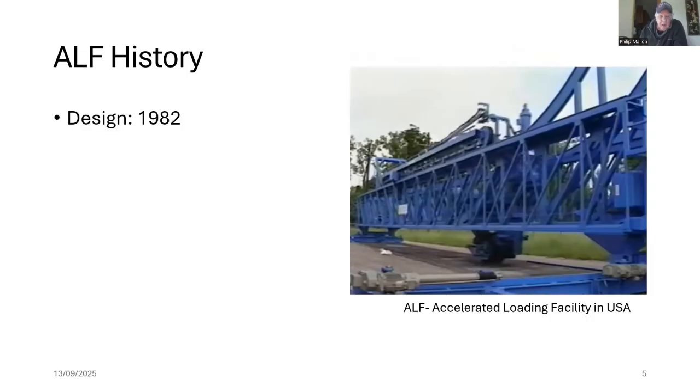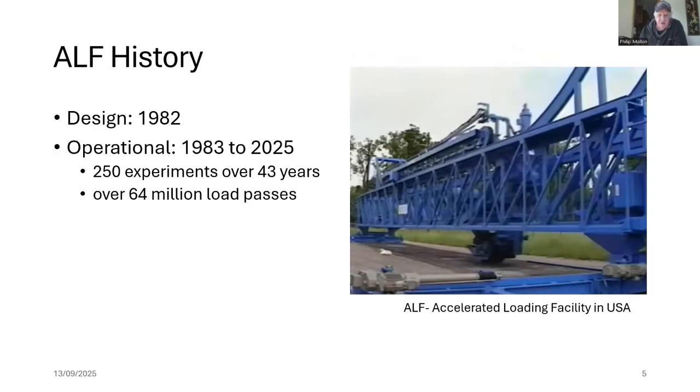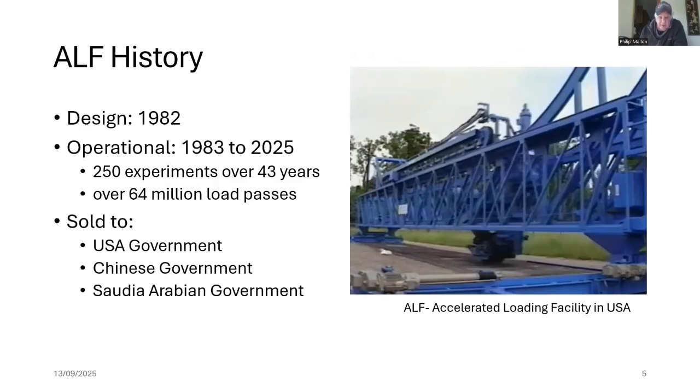So the history: the design was in 1982. It was operational in Australia from 1983 to 2025. And it undertook 250 experiments over 43 years with 64 million road passes. And it's not only in Australia, it was operated in America and in China. So I helped sell the ALF machine to the US government and to the Chinese government. It was also sold to Saudi Arabia.